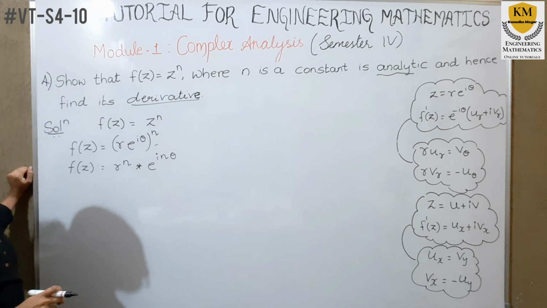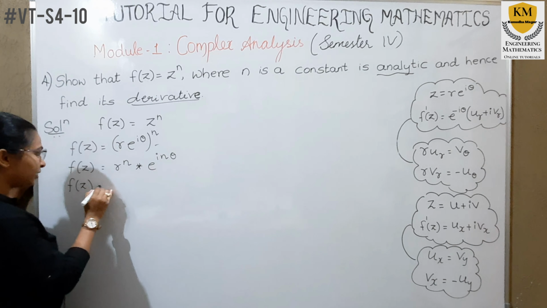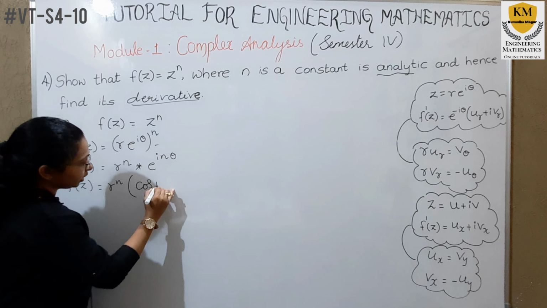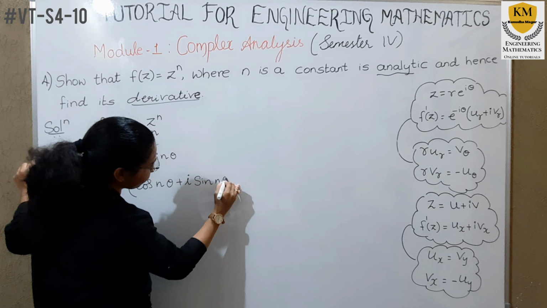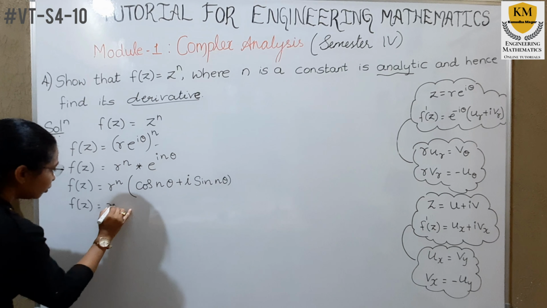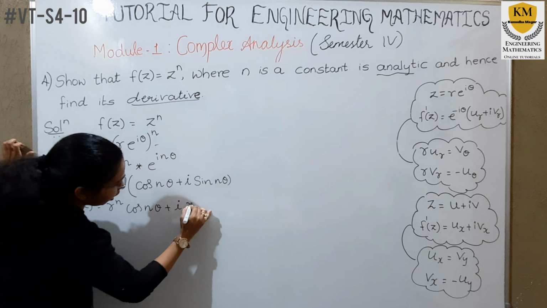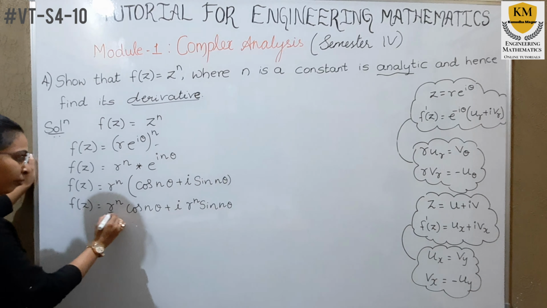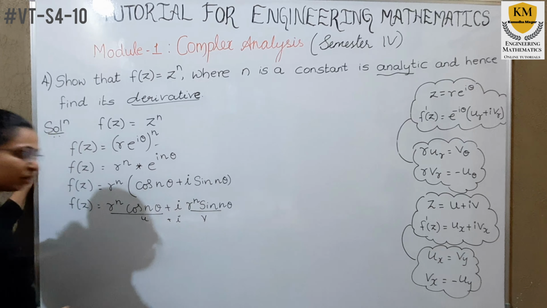e to the power of i x can be written as cos x plus i sin x. So f of z can be written as r to the power of n, I will keep as it is, (cos n theta plus i sin n theta). Let me remove the brackets. So f of z is equal to r to the power of n cos n theta plus i into r to the power of n sin n theta. Fine. This is of the form u plus i v. This is one of the standard forms.